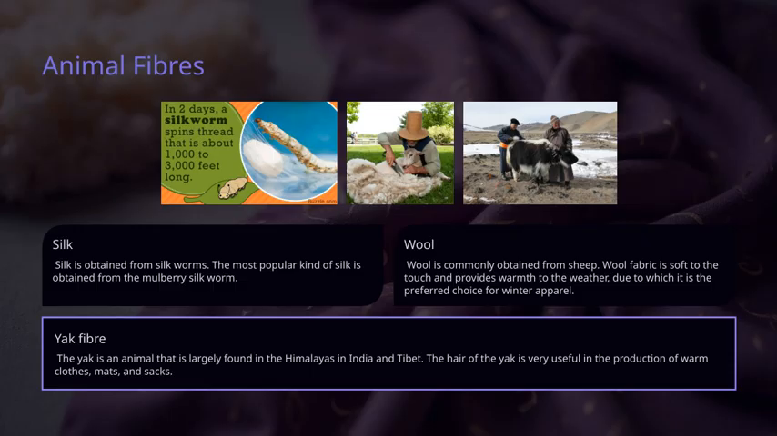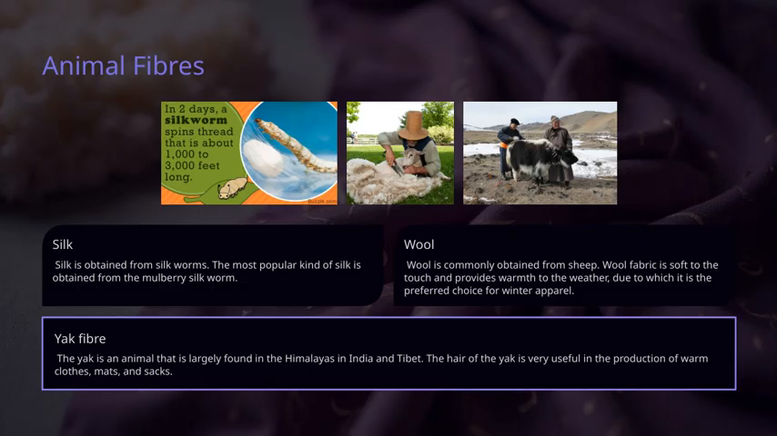Next, we have yak fiber. Yaks are animals mainly found in the Himalayas, in regions like India and Tibet. The hair of the yak is very useful because it can be woven into warm clothes, as well as mats and sacks. It's especially important in colder climates where warmth is essential.